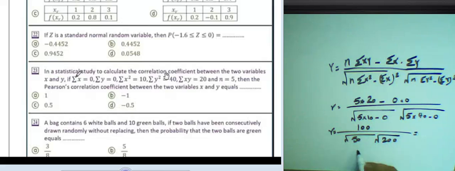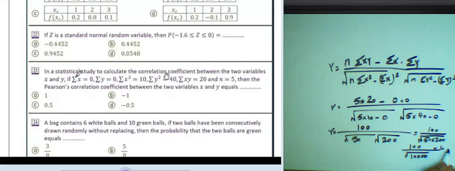the square root of 50 times 200, it will be 100 here, and the square root of their multiplication will be 100. So it will be 100 over 100, and the result will be equal to 1. Choose letter A.